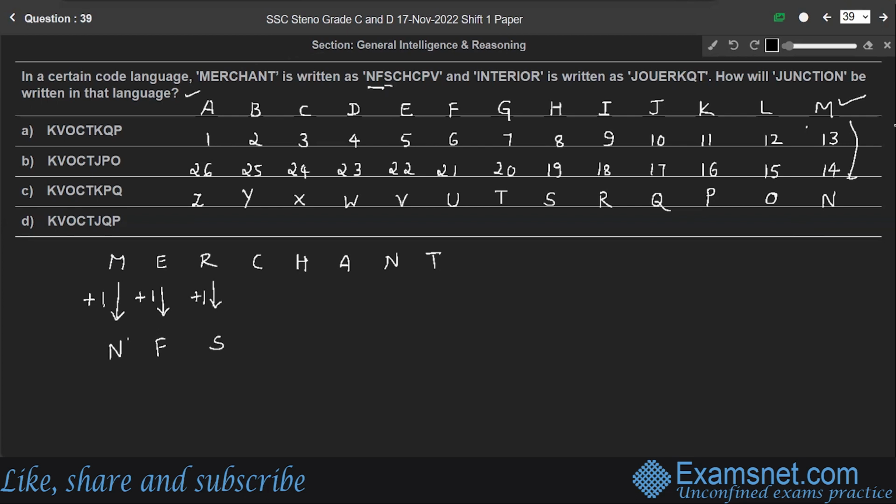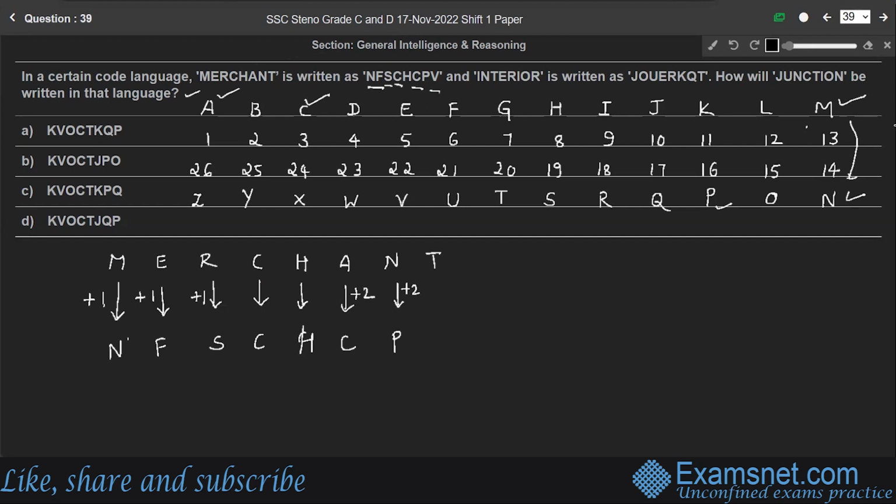Whereas C is coded as the same C, and H is coded as H itself. Whereas A is coded as C. So here A plus 2 is C. A is 1, C is 3, A plus 2 is C. Whereas N is coded as P. So N is 14, P is 16. Therefore, N plus 2 is P.